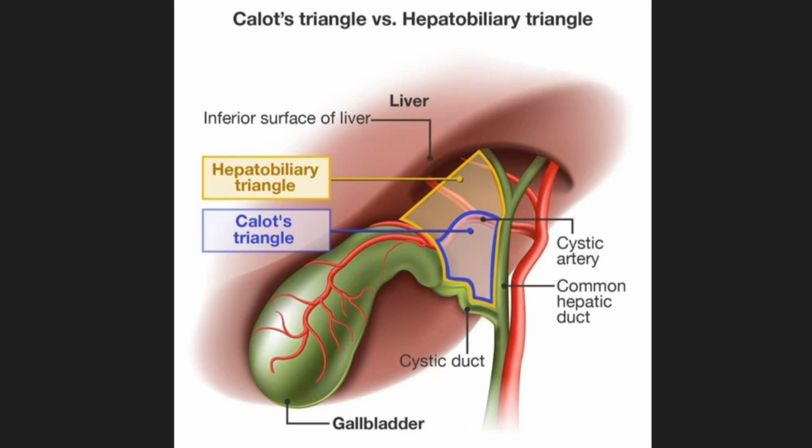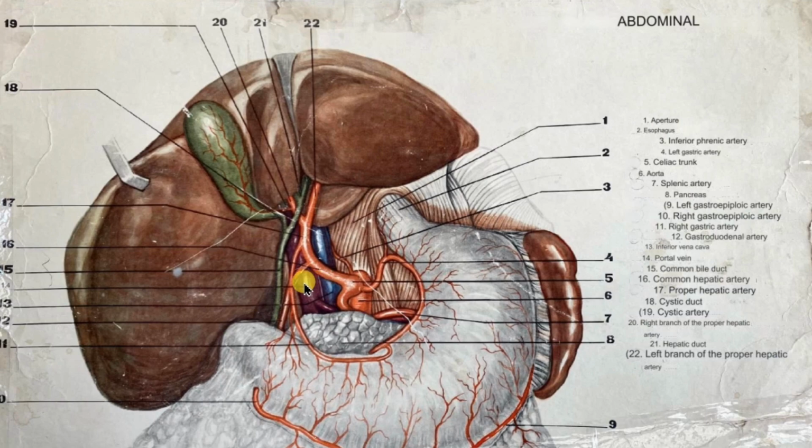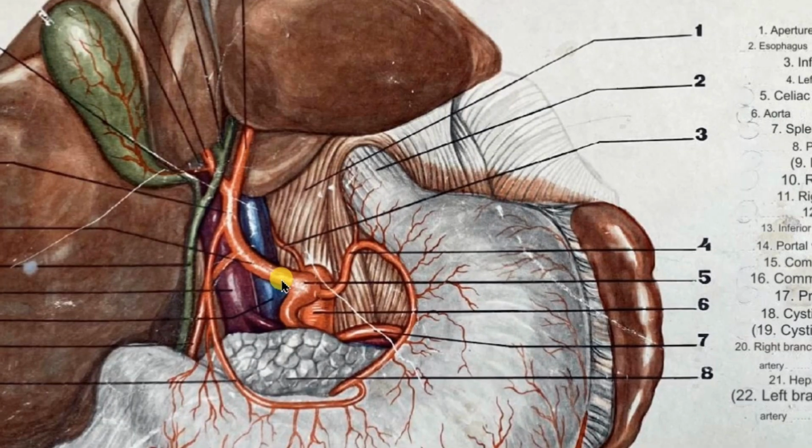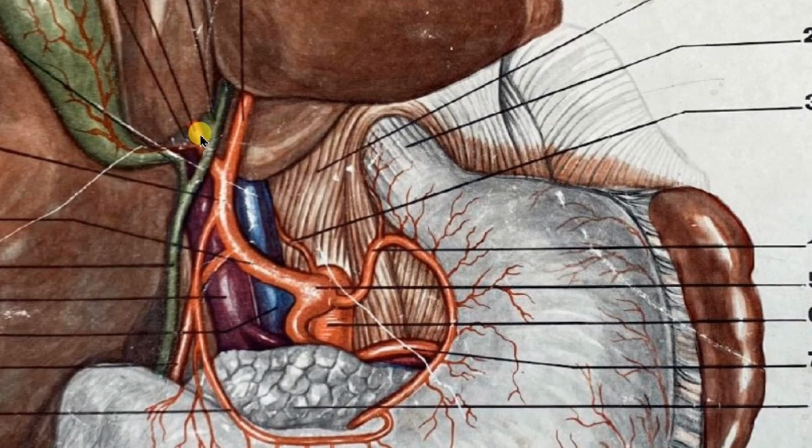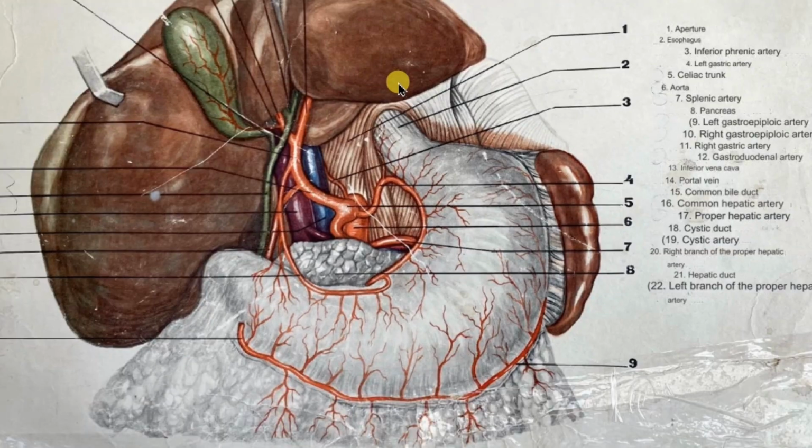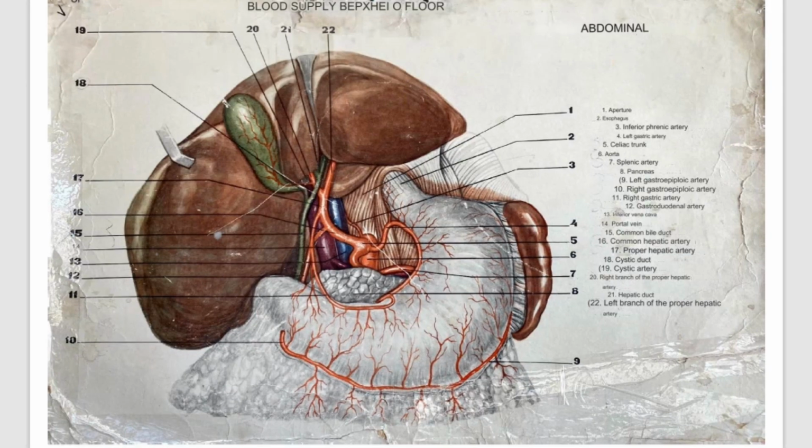Okay, on the poster it's showing like this. For example, if we zoom a little bit, here as you can see, this is our cystic duct, this is the right common hepatic duct. Okay, so this is Calot's triangle. So let's move to the next.